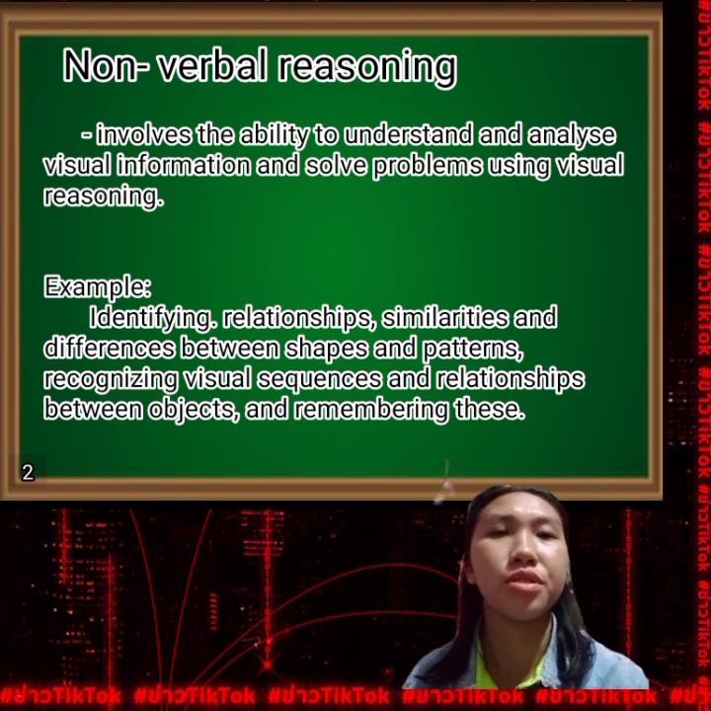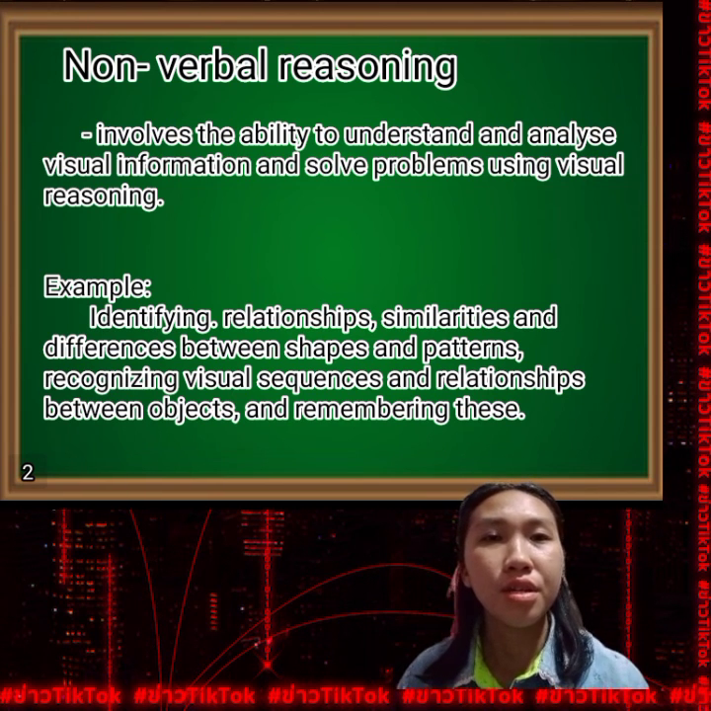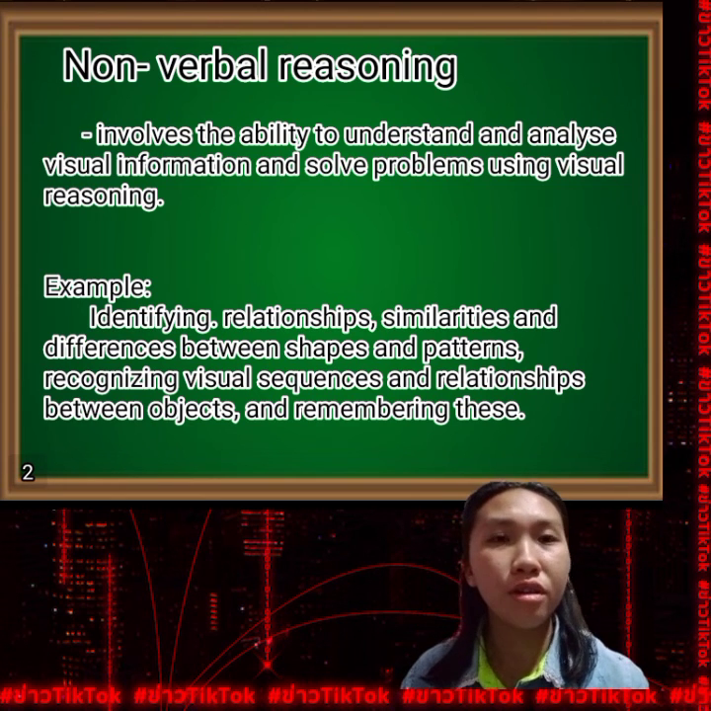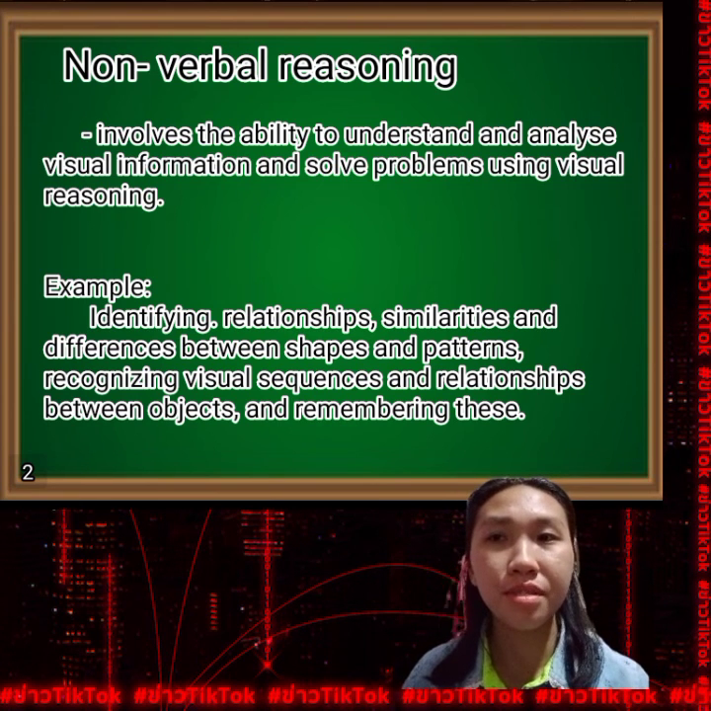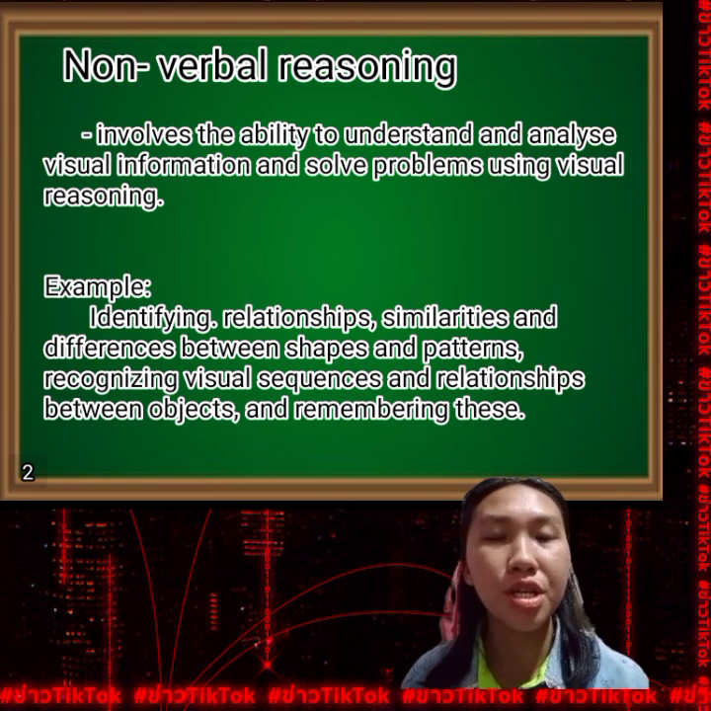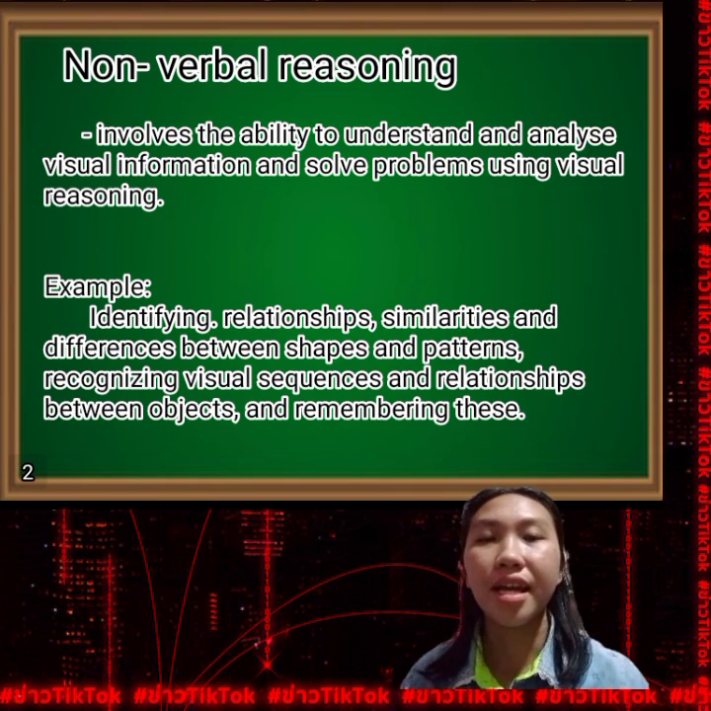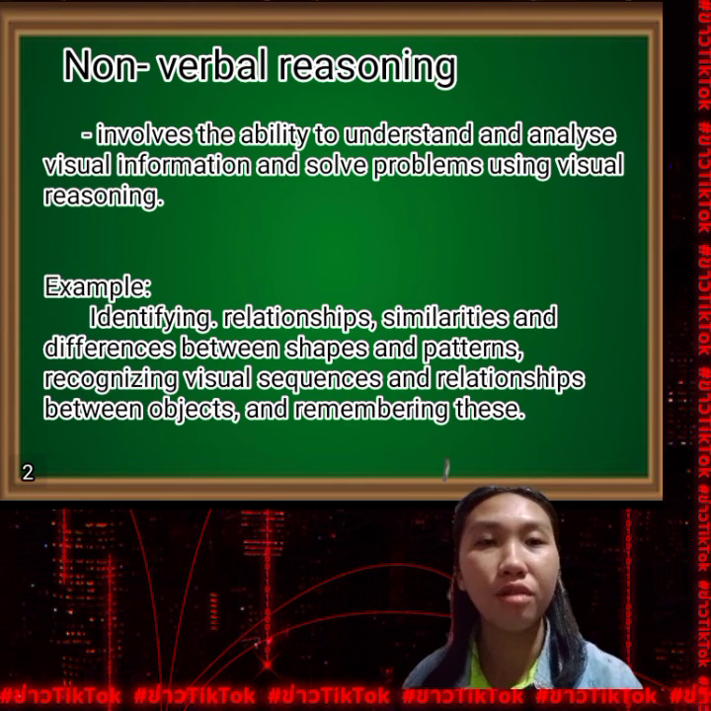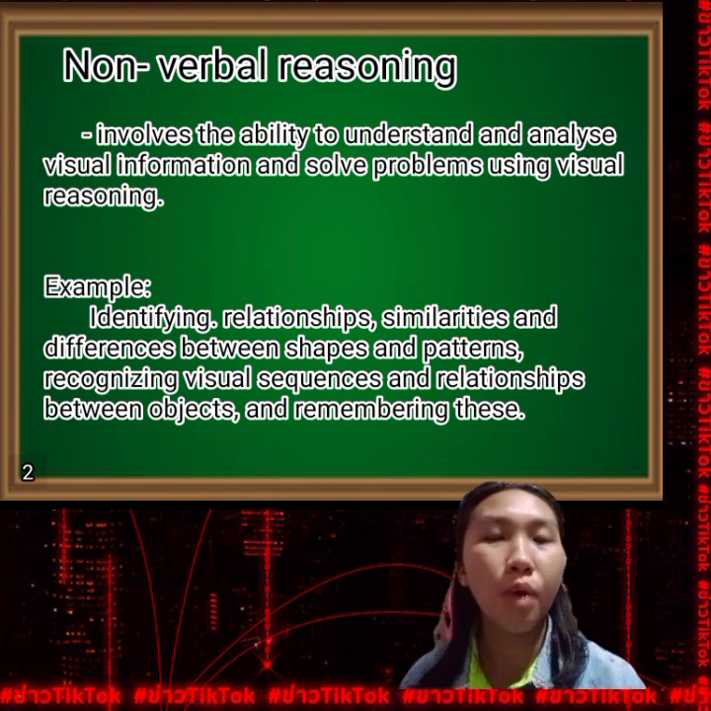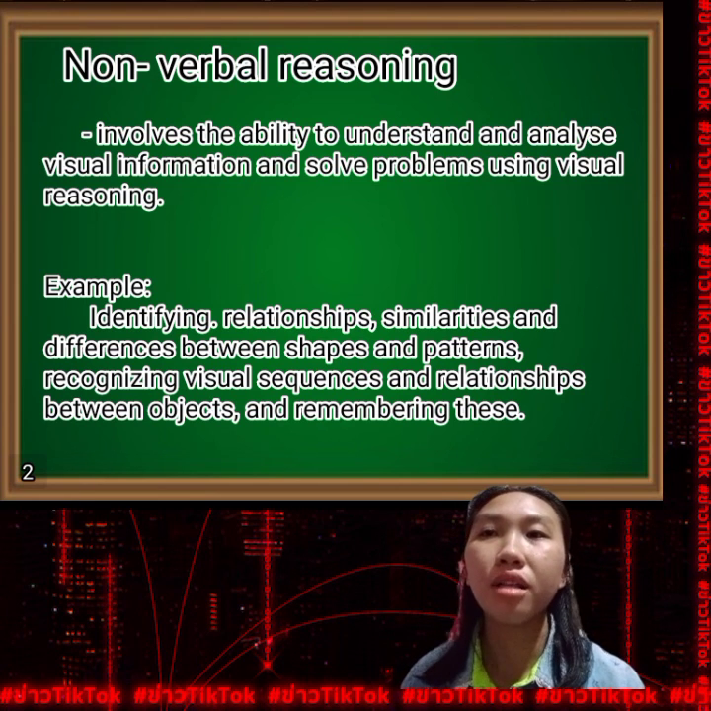Like for example, pictures. When we say pictures, you have to solve the problem, like for example, identifying relationships, similarities, and differences between shapes and patterns, recognizing visual sequences and relationships between objects, and remembering this. Like for example, in landscape pictures, you can see what the differences are between the objects over there. So that is why that is called visual reasoning.